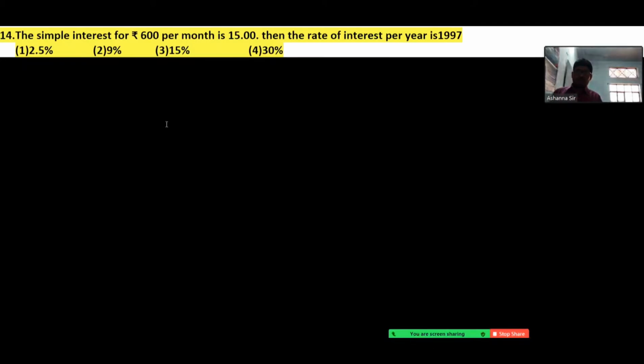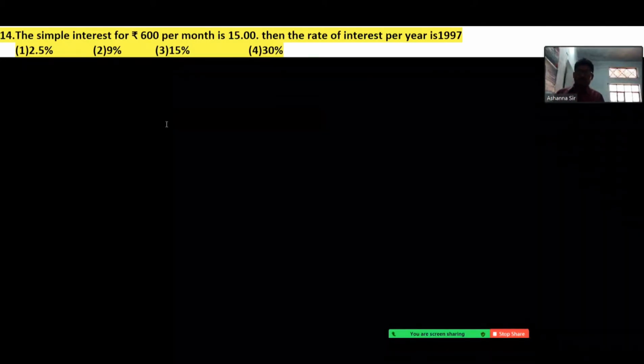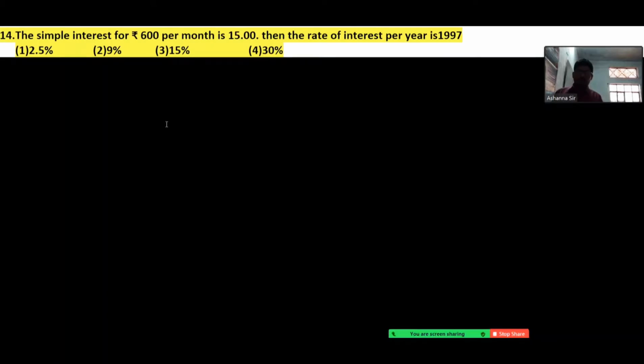The simple interest for 600 rupees per month is 15 rupees. Then the rate of interest per year is how much?